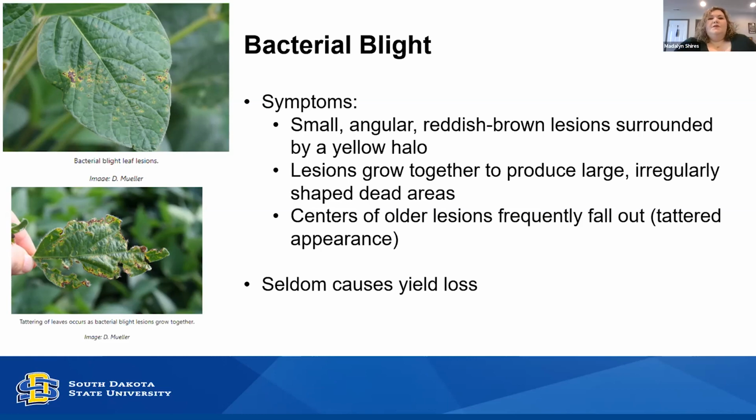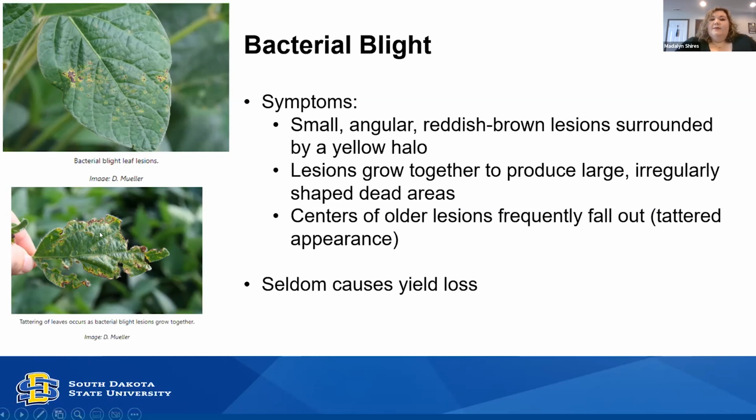Okay. So the next few diseases are some that we see less frequently here in South Dakota, but they do pop up, especially if we have a wetter year. The first one is bacterial blight. The symptoms are small, angular, reddish-brown lesions surrounded by a yellow halo, found on the leaf in this example photo here. The lesions can grow together to produce large, irregularly shaped dead areas, which you can see on both of these pictures. The centers of the older lesions frequently fall out, which causes this tattered appearance.